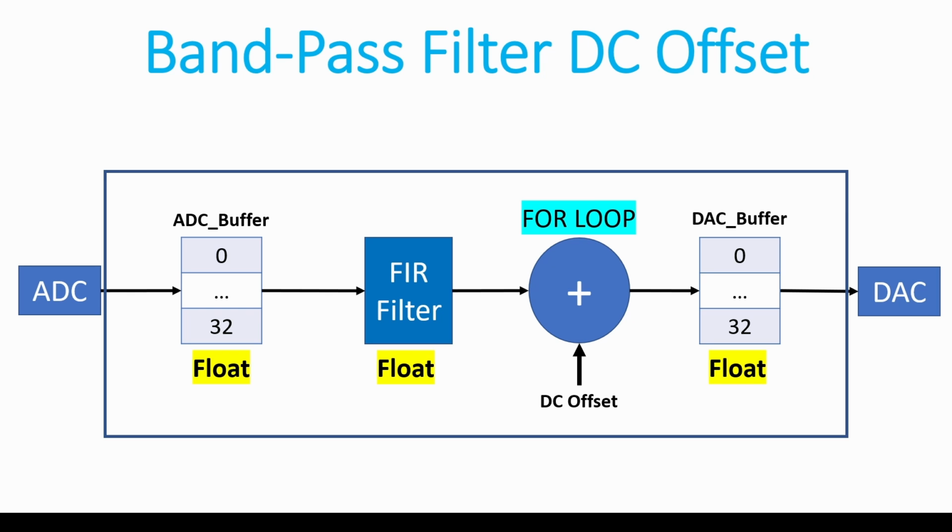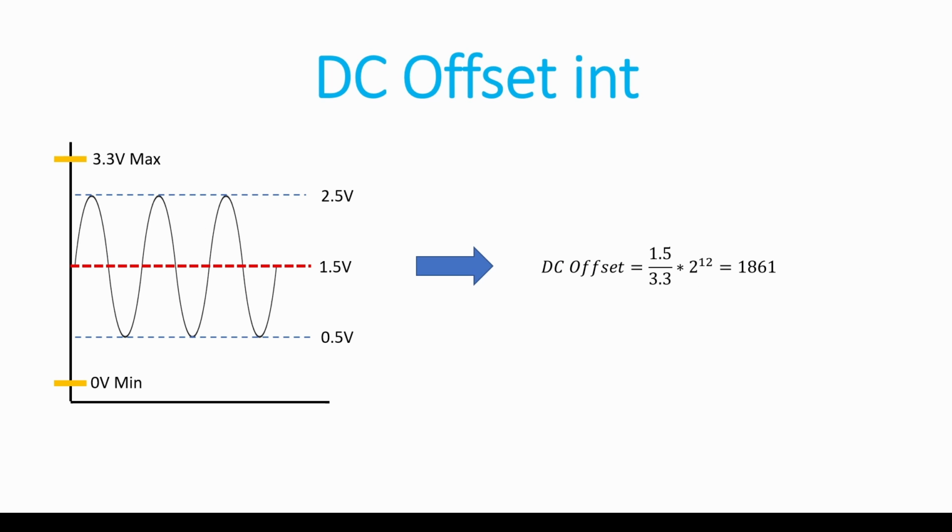Well, as we saw in the previous video, to get the bandpass filter or high-pass, any filter that cuts out DC, to work correctly, we need to add a DC offset to each of the data points returned from the FIR filter. Additionally, we found that if we wanted to apply a DC offset of 1.5 volts, we needed to add an integer value of 1861 to each sample. So let's try this again, but with our newly optimized system.